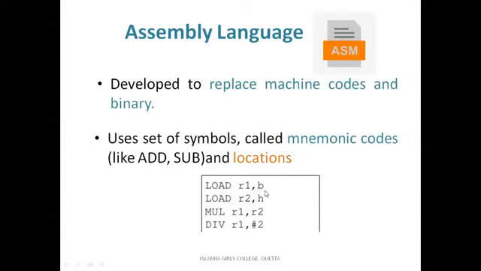And here you can see the other memory locations. We are telling it to load the data from B into R1 and from H into R2, and then multiply the values present in R1 and R2. Then we are dividing by the number 2 whatever value is present in R1. So you can see that here we are also using memory locations along with the mnemonic codes. Now instead of using ones and zeros, we will use these mnemonic codes and memory locations.